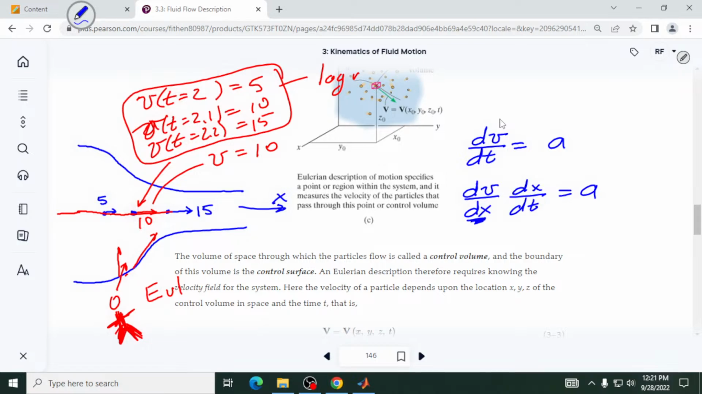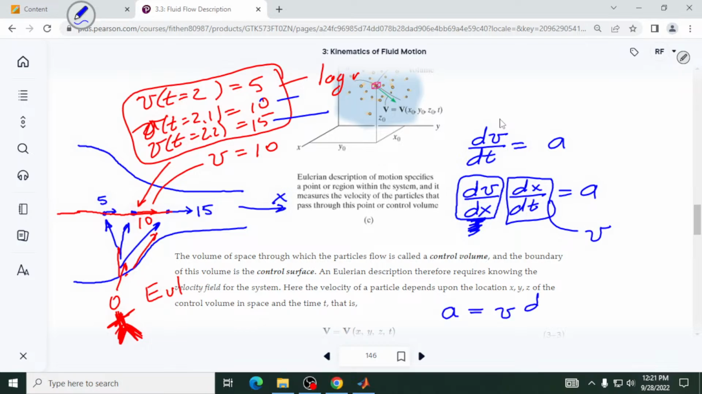Now you can look to your left, and look to your right. You can actually take this derivative by looking to the left and seeing it's 5, looking to the right, see it's 15, look in the middle, see it's 10. But this term is actually nothing more than the velocity itself. So if you're Eulerian, your acceleration looks like velocity times the change in velocity with a spatial derivative.